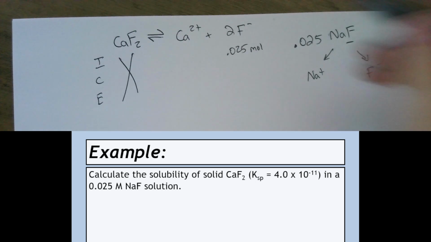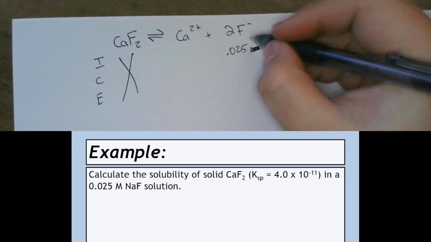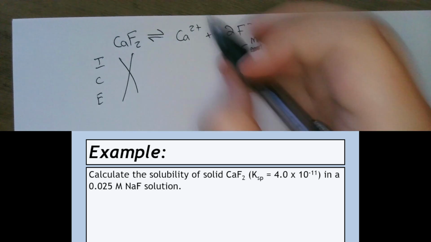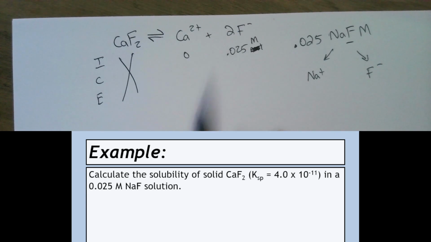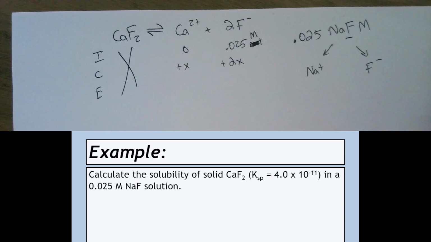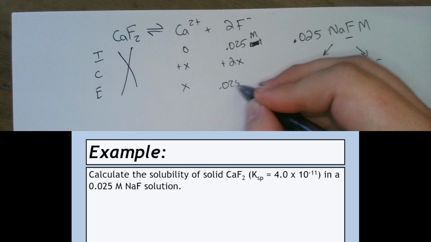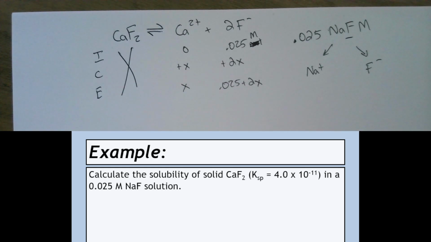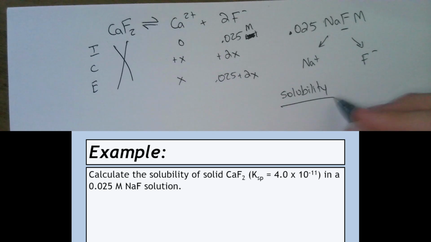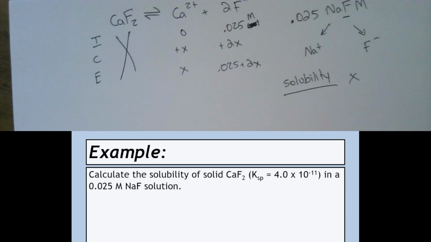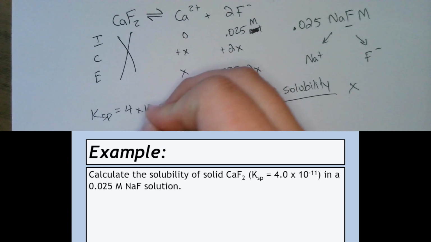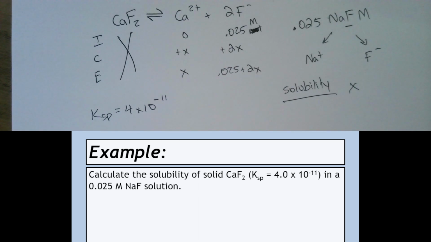Okay. And by moles, of course, I meant molarity, not moles, right? Because that's what it gave me in the problem. I have none of this to start, but I do have some of this, so that'll affect the problem. Plus x here, plus 2x here, 0.025 plus 2x. I want to calculate the solubility of this problem, which, remember, solubility is just x. It gives us the Ksp. Okay. 4 times 10 to the negative 11th.